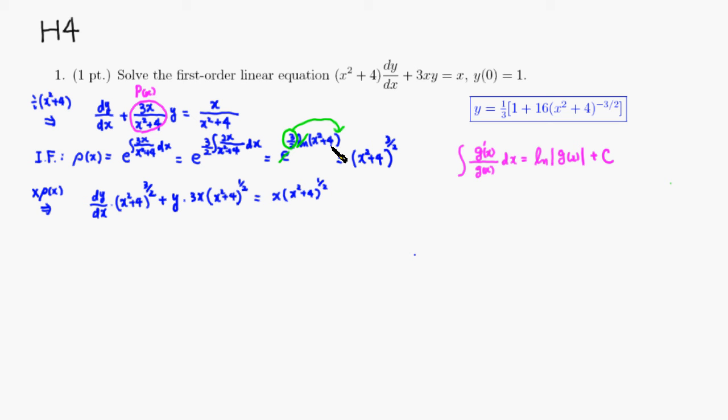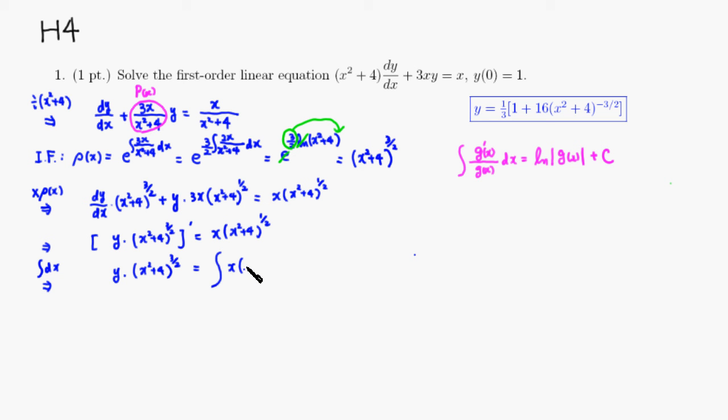You can see that the left side can be rewritten as y times x squared plus 4 to the 3 halves power, prime, and it is equal to the same right hand side, x times x squared plus 4 to the 1 half power. So we can integrate both sides with respect to x. We get y times x squared plus 4 to the 3/2 power is equal to the integral of x times x squared plus 4 to the 1/2 power dx.